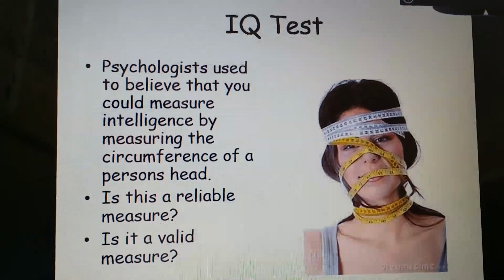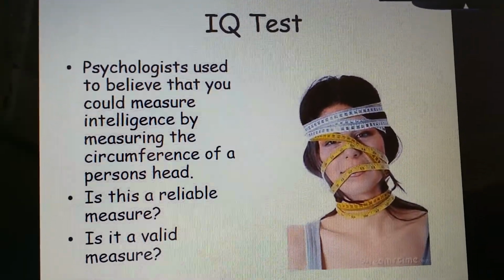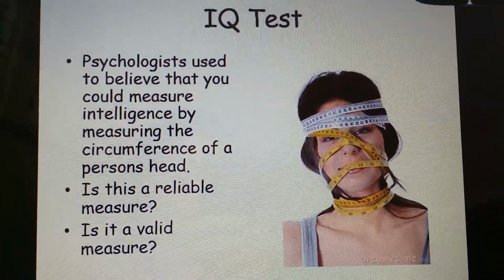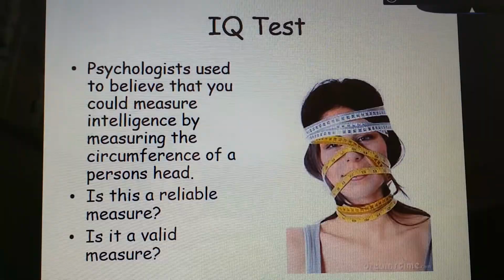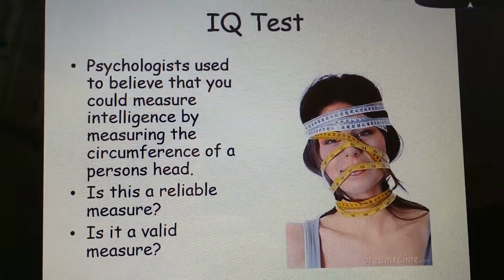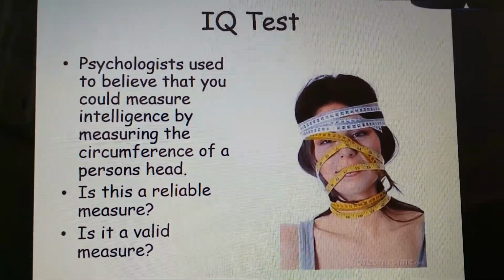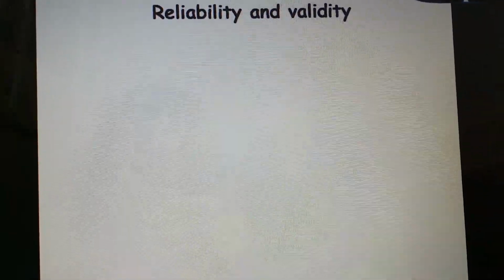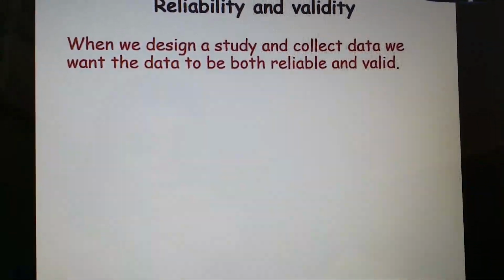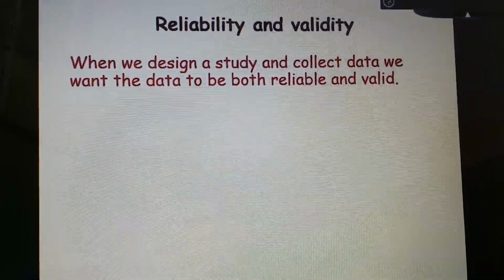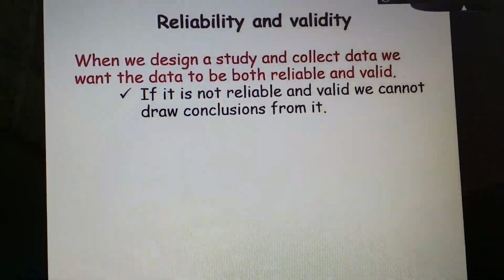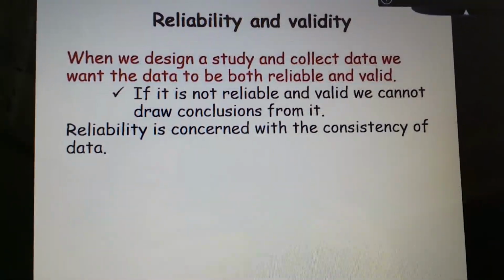So when we look at reliability and validity, we need to consider that there is actually a large difference between the two. So reliability is, can you repeat it and get the same measurement? And validity is it measuring what it intends to measure? When we want to design a study, we need to look at issues of both reliability and validity. If it's not reliable and valid, it's very difficult to draw conclusions from it.